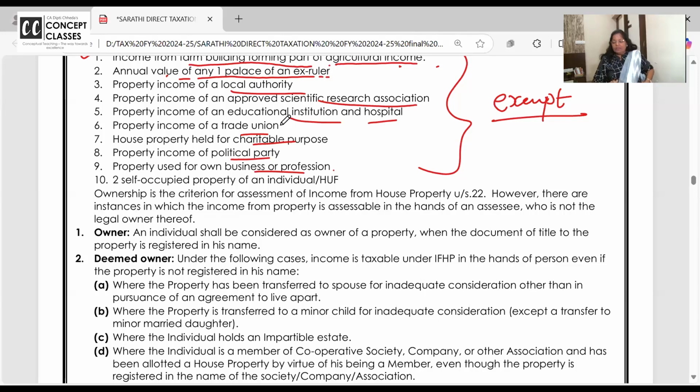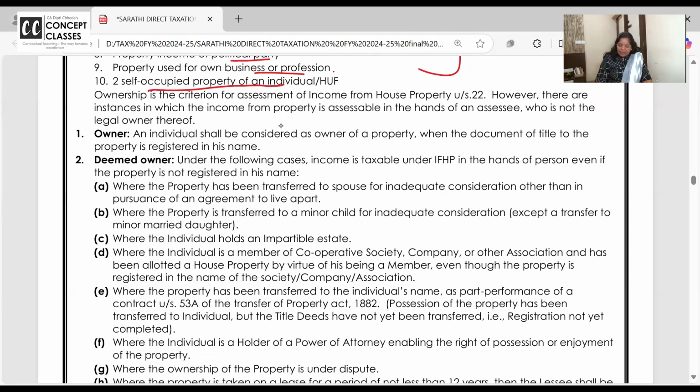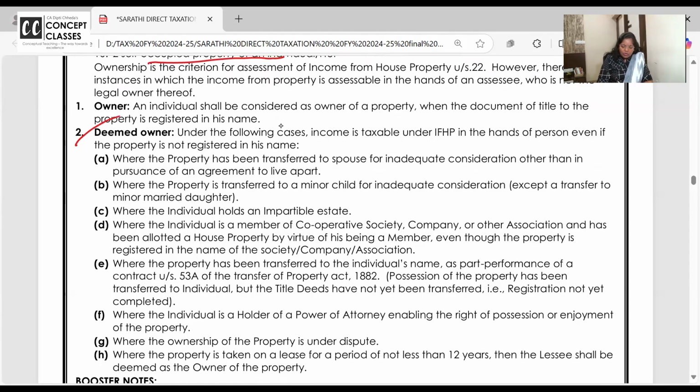Right. Now, any doubt in your mind? Any conflict? Please ask. It's very simple. Like 2 self-occupied properties are also exempt. Now, cases where you are said to be deemed owner. I always said property income will be taxable in the hands of the owner. But this time you are treated as deemed owner.